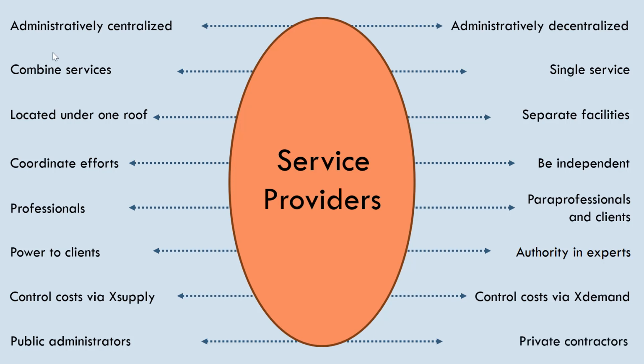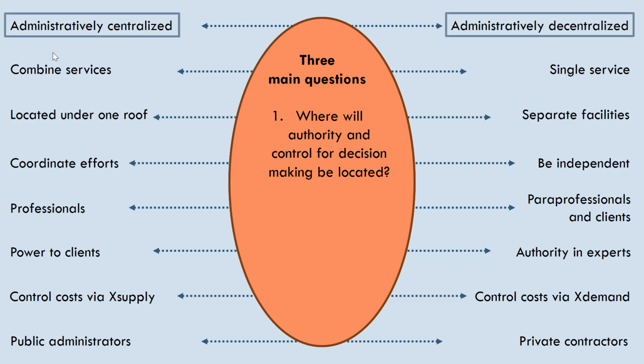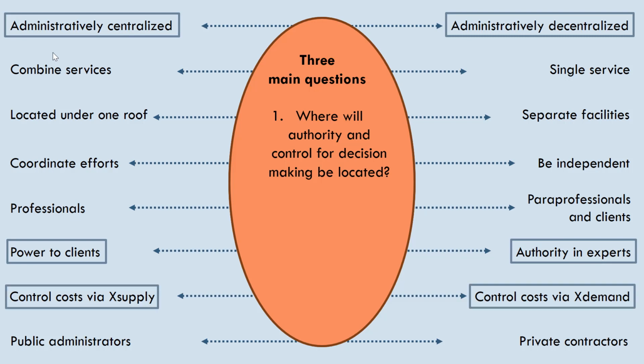When it comes to these choices, it can actually be classified under 3 main questions. The first is, where will authority and control for decision-making be located? The question of centralization falls under this, as well as whether power or authority is to clients or experts, and how is cost going to be controlled.